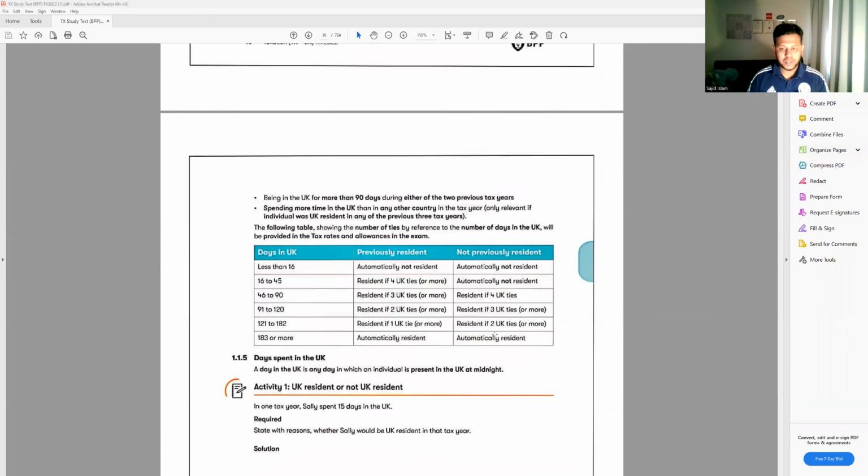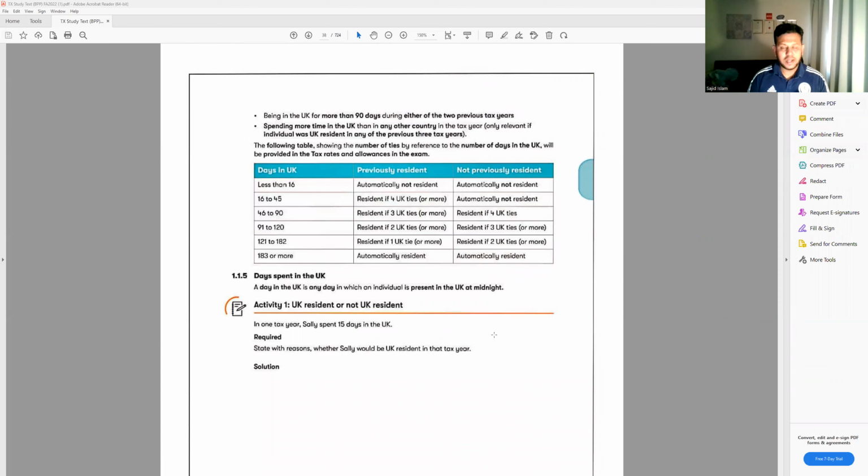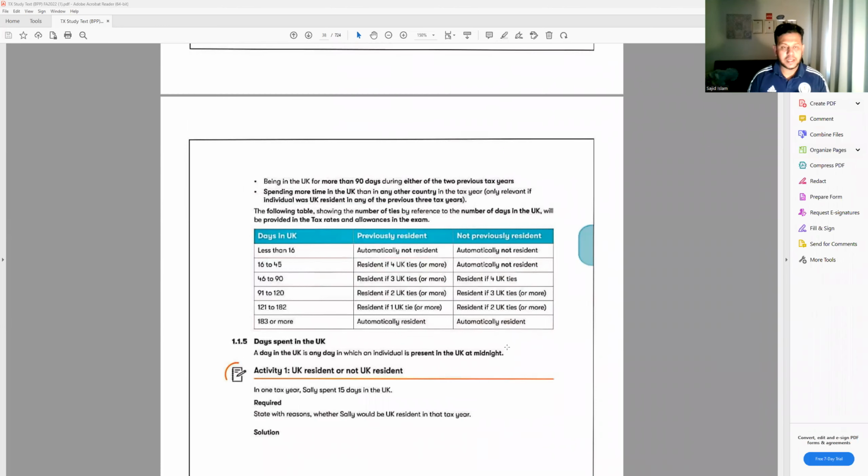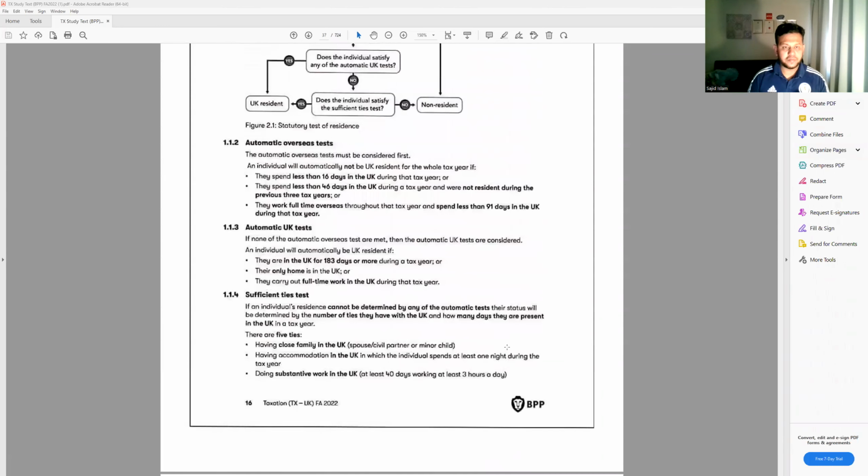Here we can see we have a table, and this table will help us to understand. But before that, we will read three things. The first thing we're going to read is the automatic overseas test. The automatic overseas test represents you are not automatically resident in the UK. So you are not automatically resident.